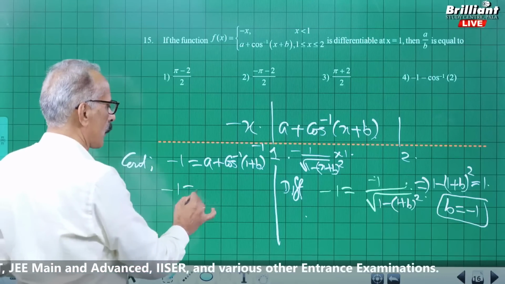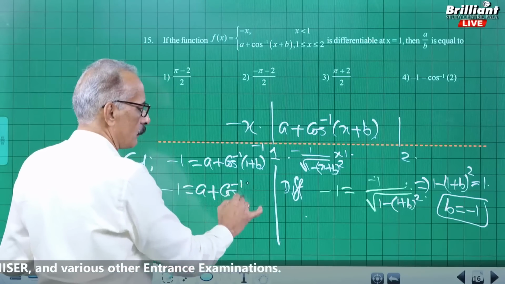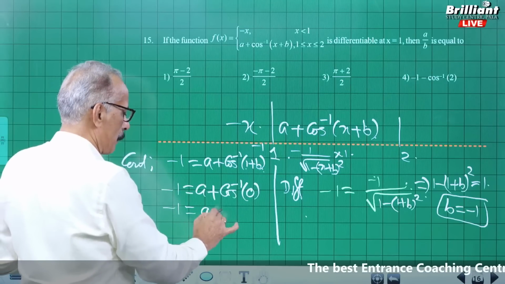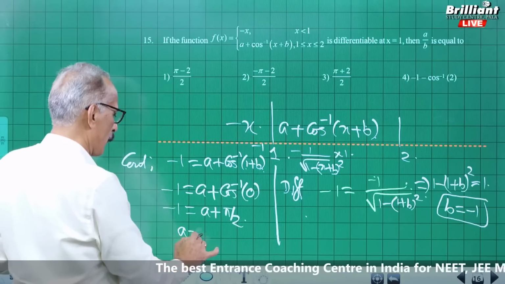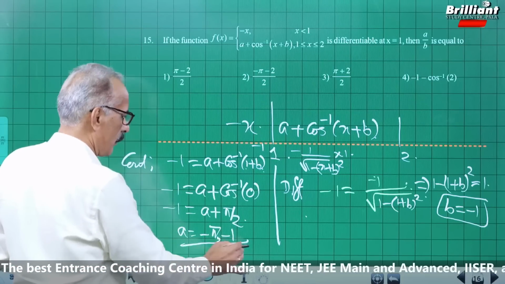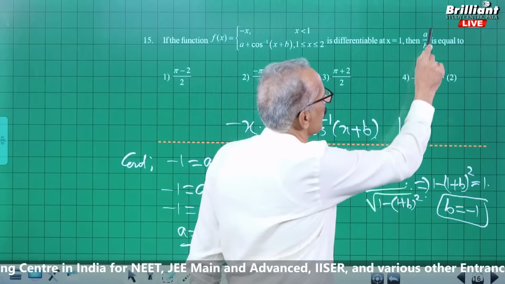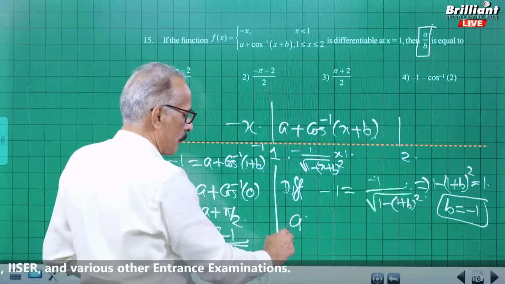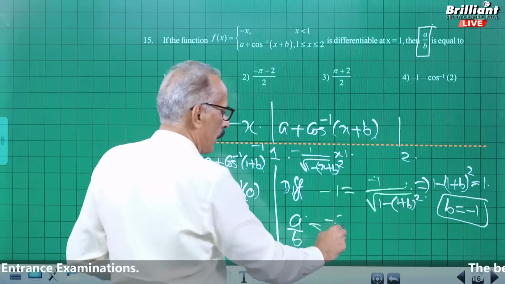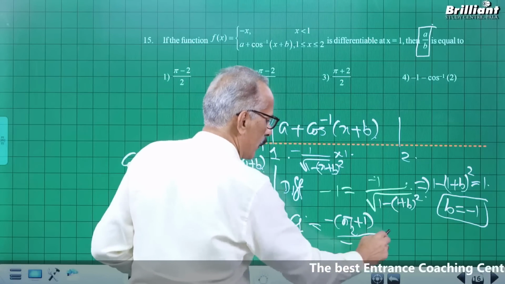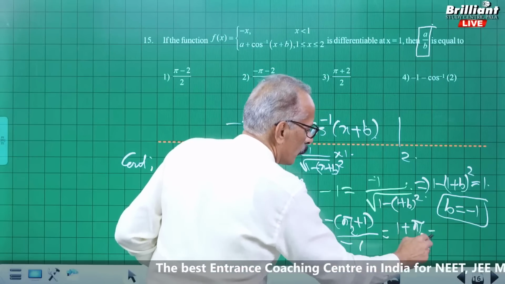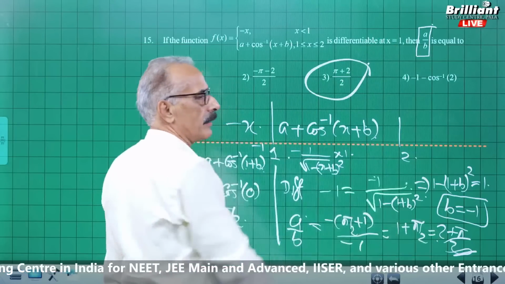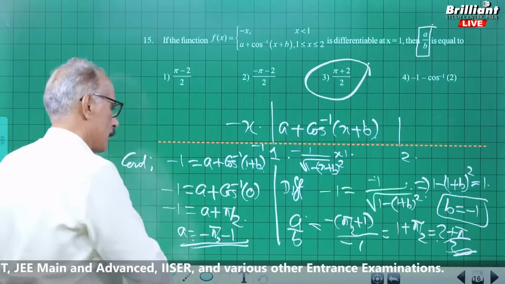So minus 1 is equal to a plus what there? Cos inverse of 1 plus b means 0. That is minus 1 equal to a plus pi by 2. So your a is equal to minus pi by 2 minus 1. Wonderful. What do you want? Your question is then what is a by b? A divided by b. Minus of pi by 2 plus 1 divided by minus 1. That is 1 plus pi by 2. You simplify, 2 plus pi divided by 2. That's your answer 3. So we'll move on to the next question.